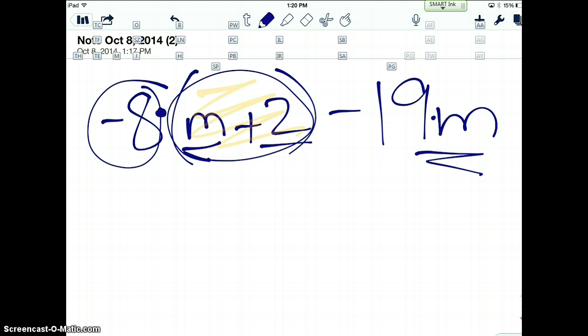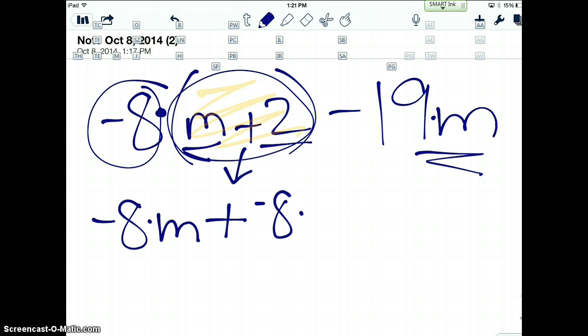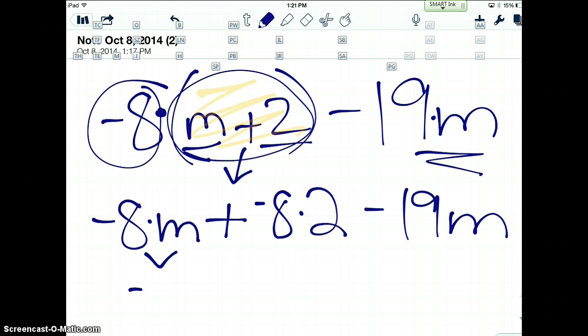So instead of m plus 2, if I take out the parentheses, I'm going to have -8 times m, bring down the plus, and -8 times 2. And then I'll bring down the rest of the problem, minus 19m. And now I'm just going to simplify the things that I have. -8 times m is -8m. I don't need to write that dot. Plus -8 times 2, which is -16.